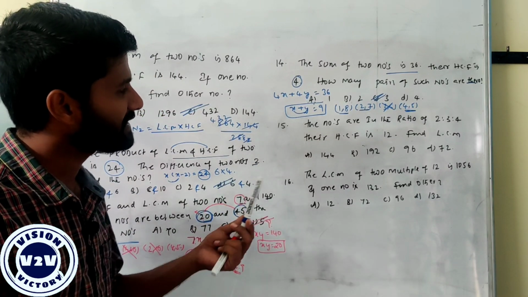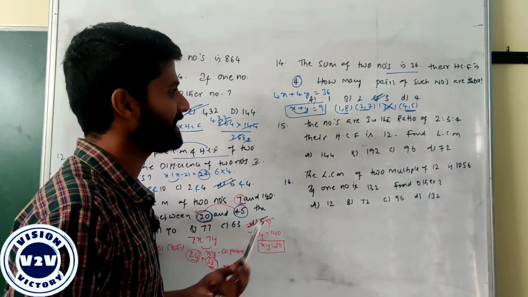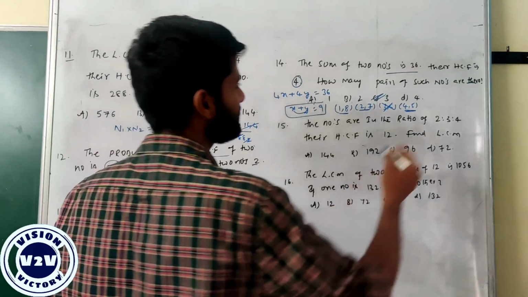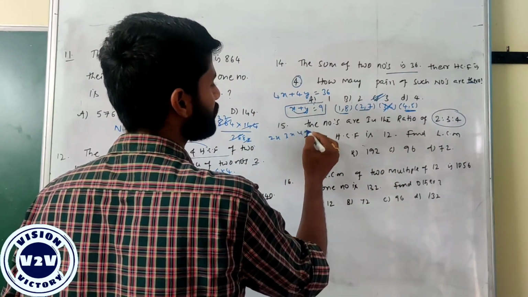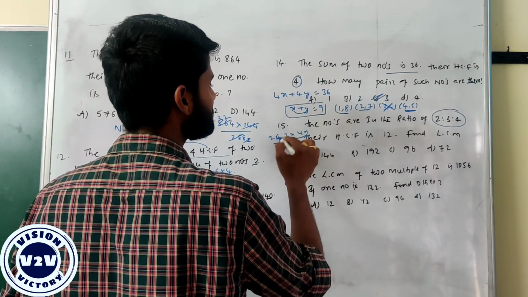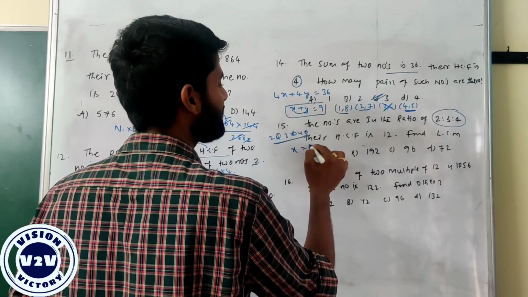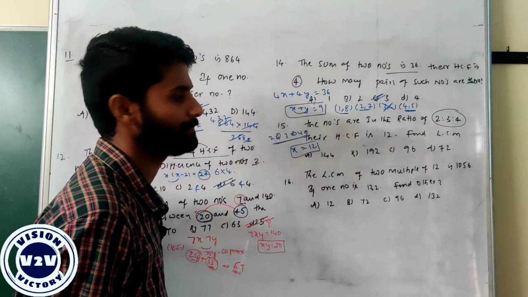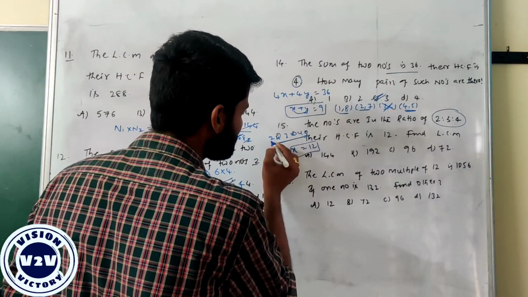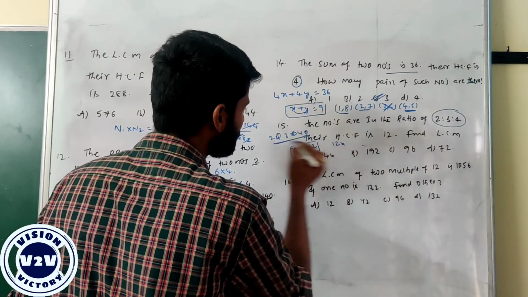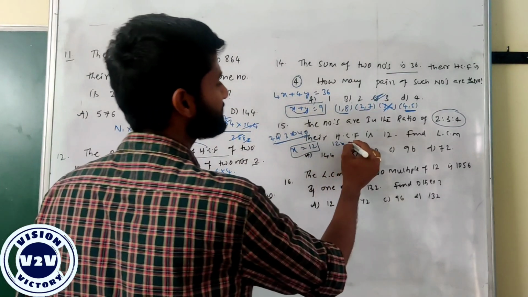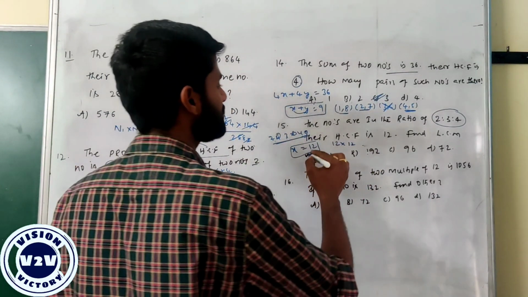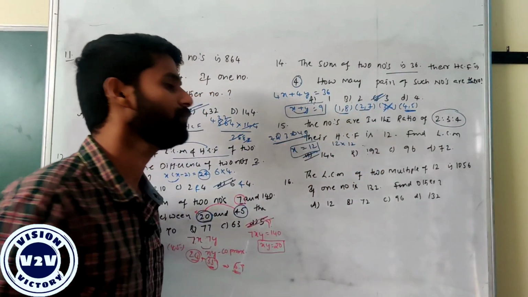The numbers are in the ratio 2:3:5. The HCF is 12. Find the LCM. See, those numbers are 2x, 3x and 5x. Out of all these numbers, x is the highest common factor, so the value becomes 12. If you want the LCM, it is 12 into the LCM of 2, 3, 5, which is 30. So 12 30s, the LCM, is 360. The option is equal to 360.